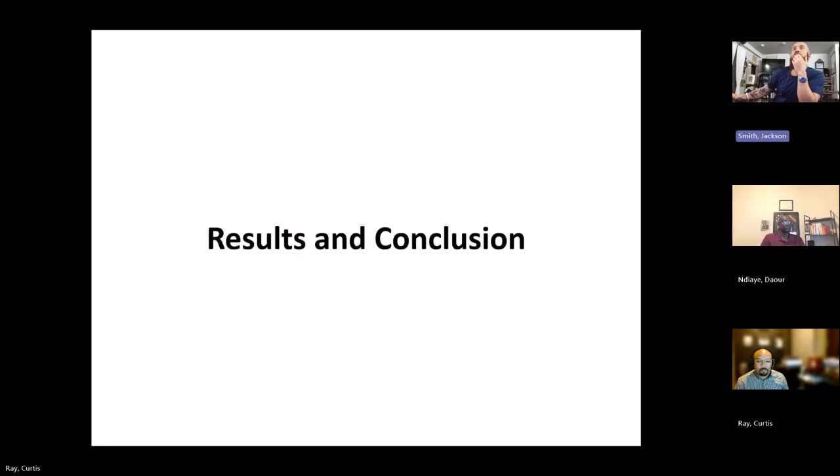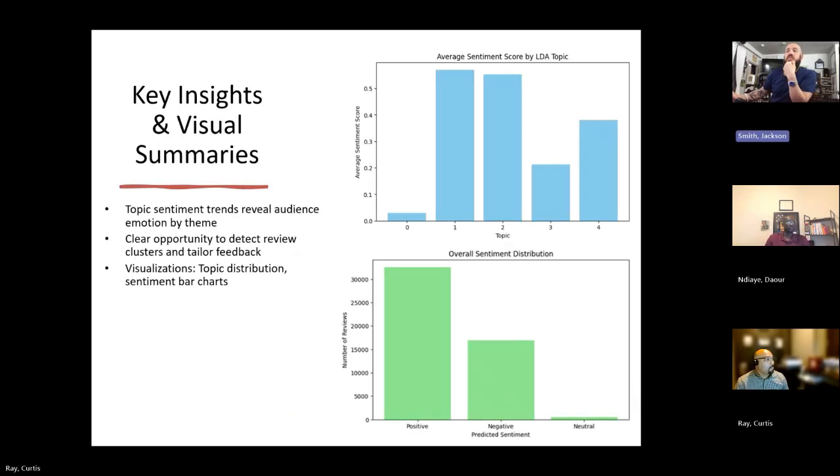So for our results and conclusion, this shows the average by topic and the overall sentiment distribution. Again, that 0 bucket and that 0 score does not necessarily mean all of the reviews were neutral, but it does mean that overall, that was a neutral scoring bucket. Topics 1, 2, 3, and 4 all had very high scores. We can see the overall distribution represented in the lower graph, the number of reviews positive, negative, and neutral. It was interesting to compare this to the previous classification of an equal distribution of both positive and negative, where we identified significantly more positive.